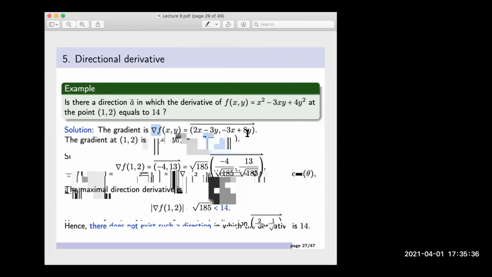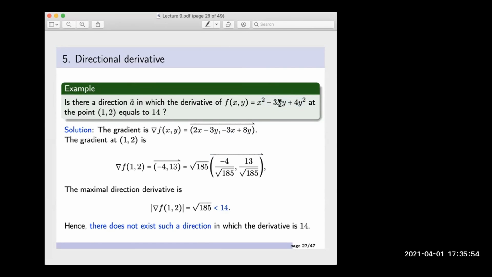The gradient of the function consists of two parts, the partial derivative in x and the partial derivative in y. You can calculate the partial derivative in x. It gives you 2x minus 3y. Correct. And if you take the partial derivative in y, you get minus 3x plus 8y. Correct. And this is the gradient at a given point (x, y). When x equals 1, y equals 2, you get a concrete number here. It would be minus 4 and 13.